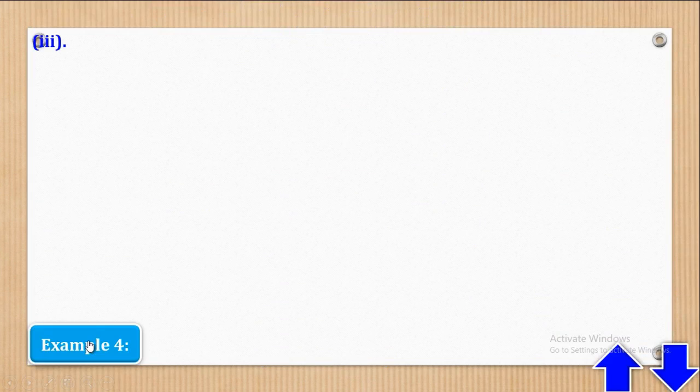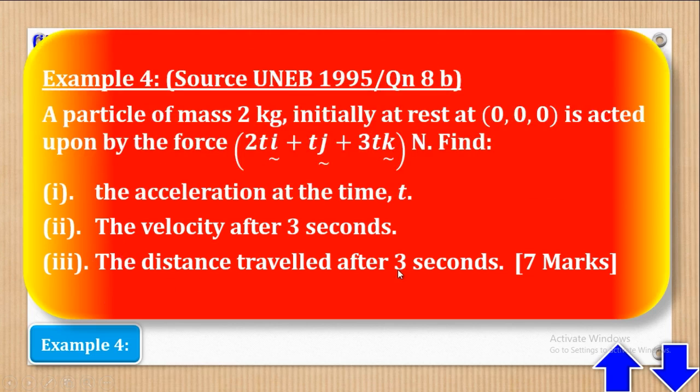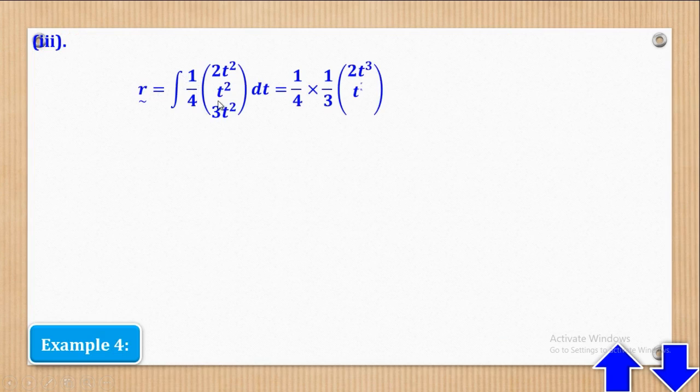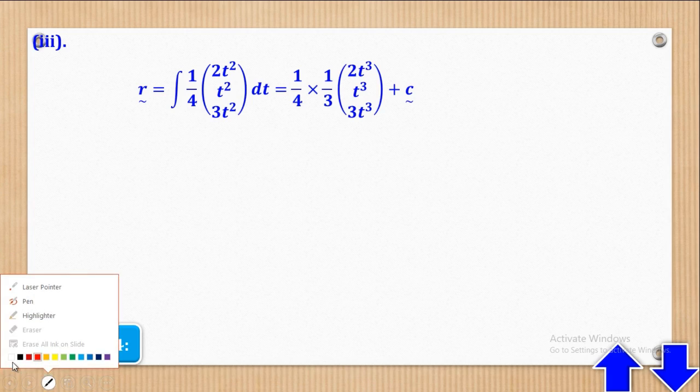Now we shall go to Roman 3. In Roman 3, they want the distance traveled after 3 seconds. So the first thing to do is to get the displacement. Displacement will be got by integrating velocity to come up with 1 over 4 times 1 over 3 of 2t cubed, t cubed, and 3t cubed plus c, where c is the constant of integration.